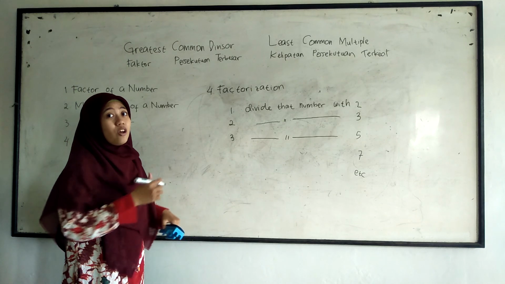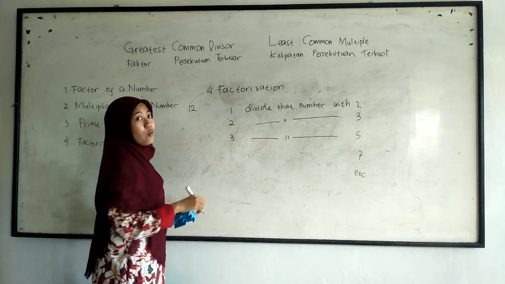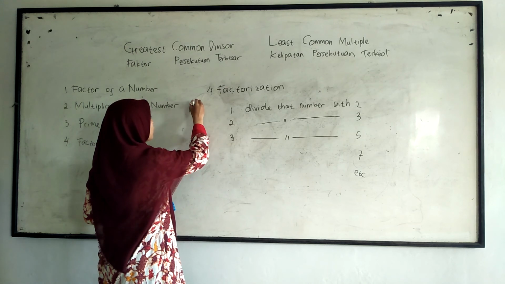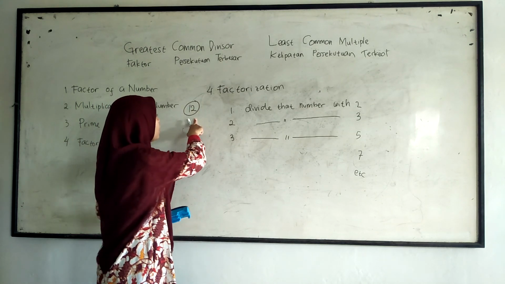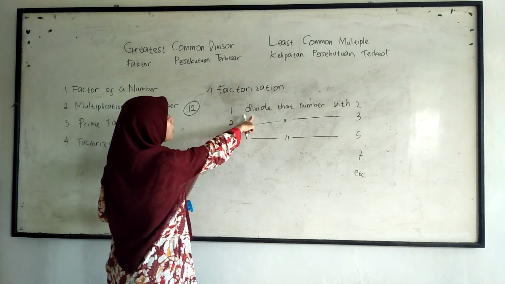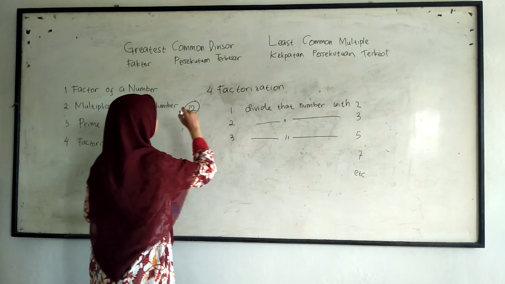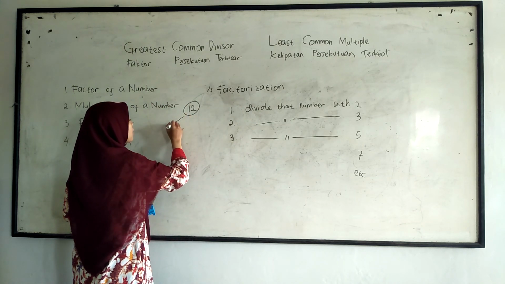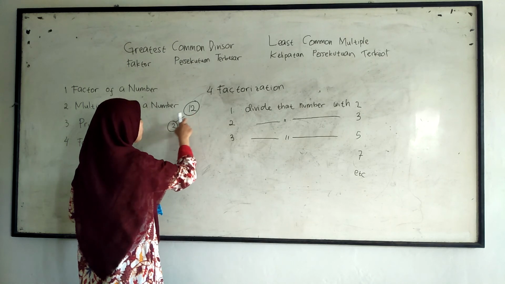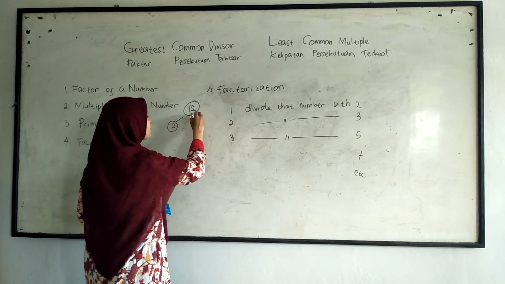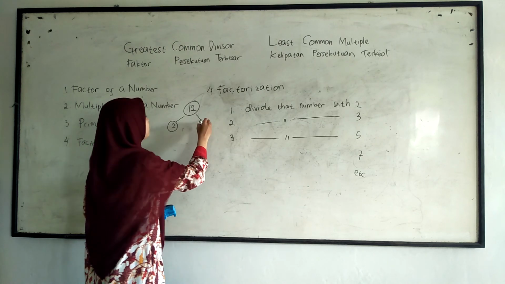Find factorization of number 12. First, write down the number 12 here. Okay, and then step 1, divide that number with 2. Divide 12 with 2. Write down 2 in the left side. 12 divided by 2 is 6. Write down the result in the right side.